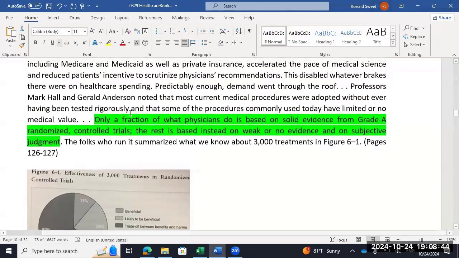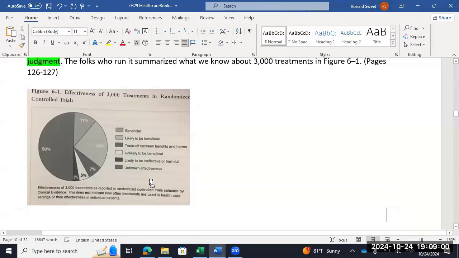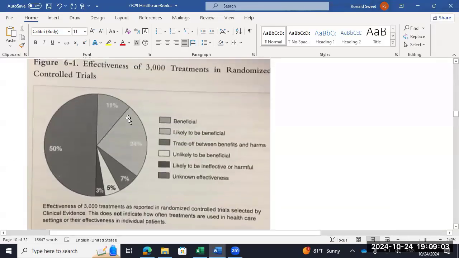This is evidence-based medicine. Only a fraction of what physicians do is based on solid evidence. It's not saying it's doing harm or not doing any good. We just don't know. From randomized controlled trials, the rest is based instead on weak or no evidence and subjective judgment. So 11% is beneficial, 24% might be beneficial, 7% are beneficial but cause harm, 5% are not beneficial, 3% are definitely harmful, and 50% we don't know. That's pretty scary stuff. That's 3,000 treatments.